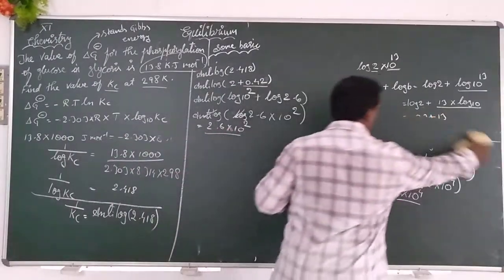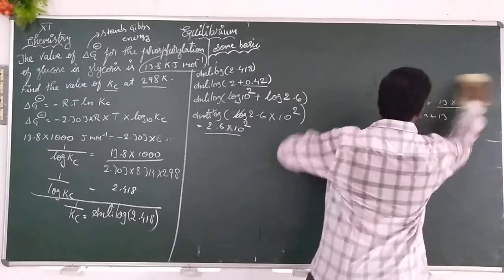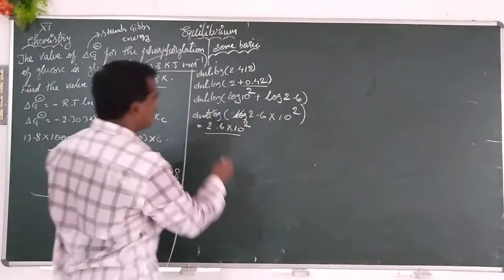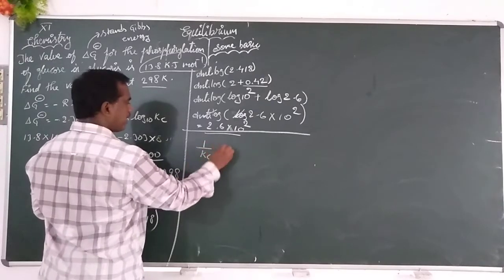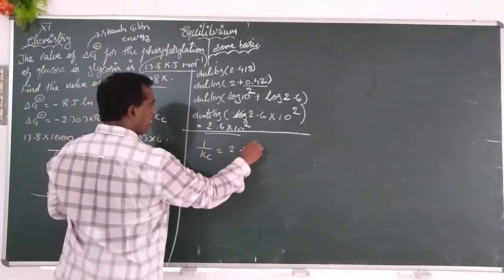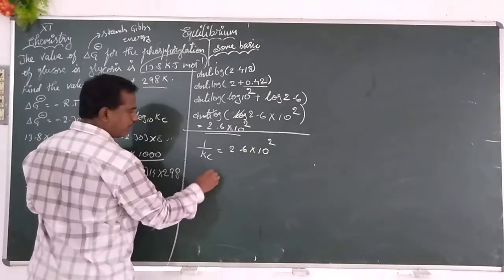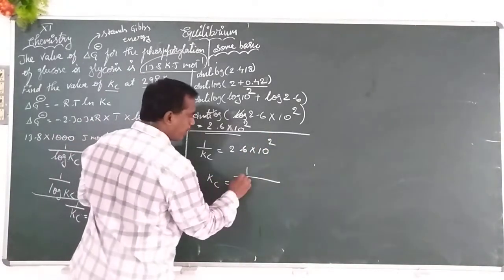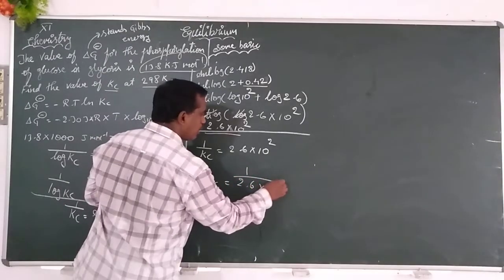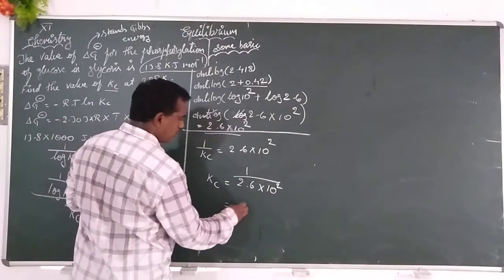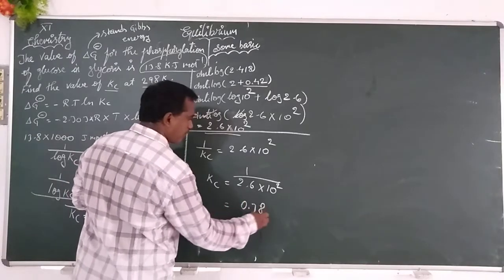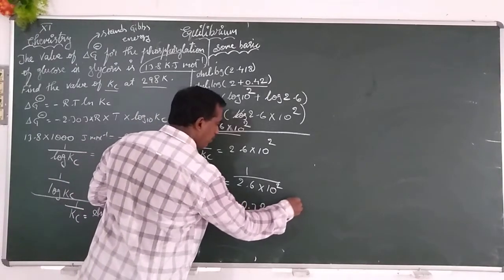To understand those, we brought the basics. Now let us continue our calculation. This is the rough data that is useful. Now 1 by Kc is equal to 2.6 into 10 to the power of 2. Or we can write Kc is equal to 1 upon 2.6 into 10 to the power of 2. Is it not, children? How much are you getting? 1 by 2.6 is 0.38 into 10 to the power of minus 2.